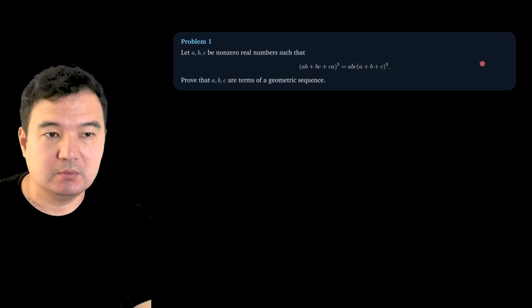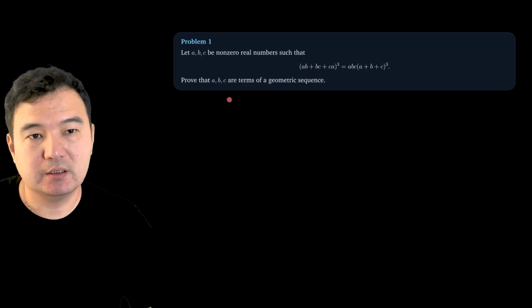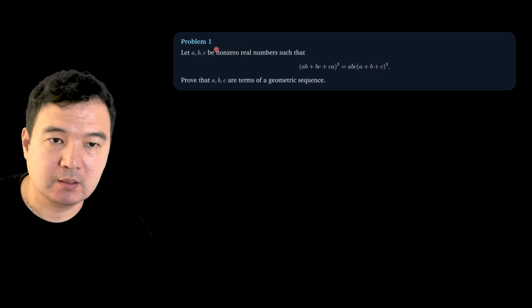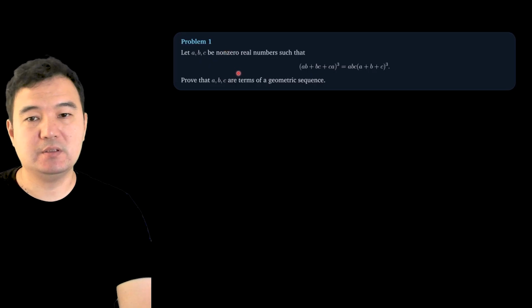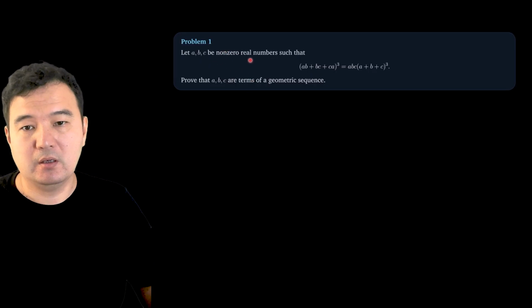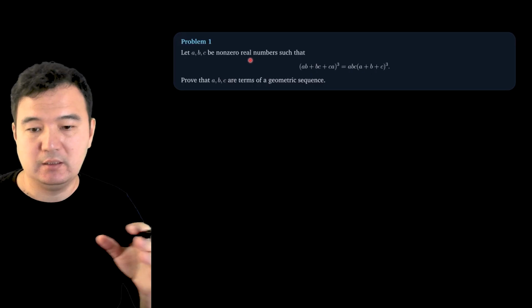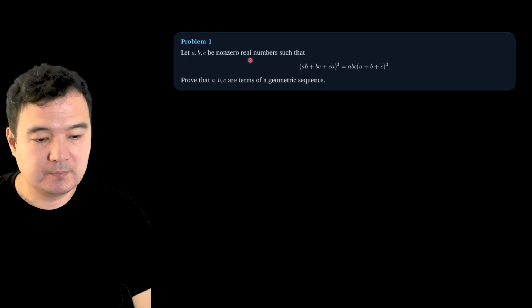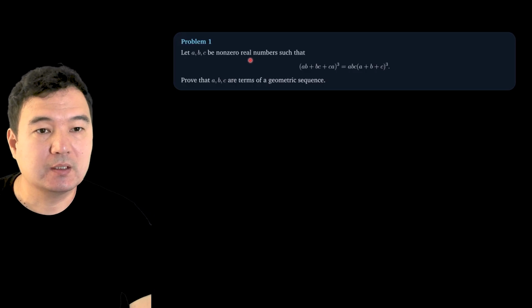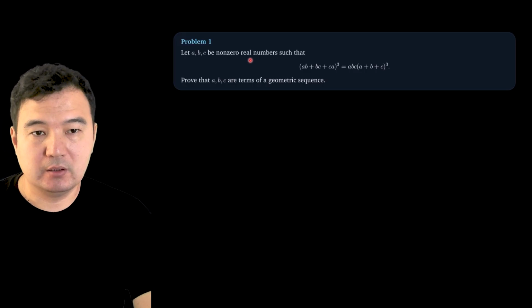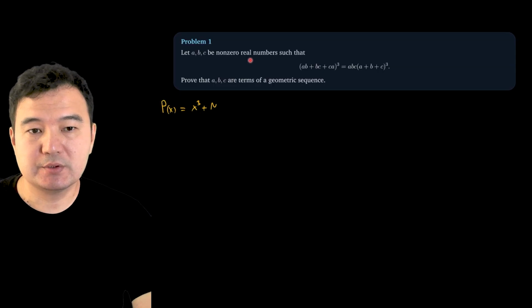So the first problem, we have three non-zero real numbers. That's important. The type of the numbers given in the problem is very important. So they are non-zero reals, and at some point you can probably use this information to justify some of your deductions. So let's choose a polynomial whose roots are A, B, C.